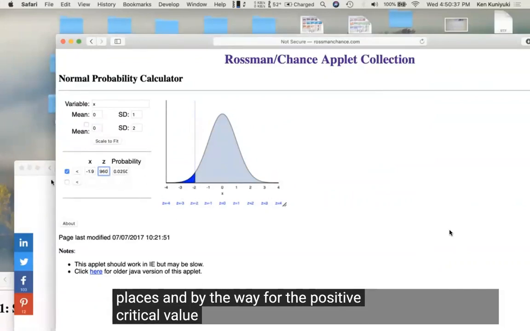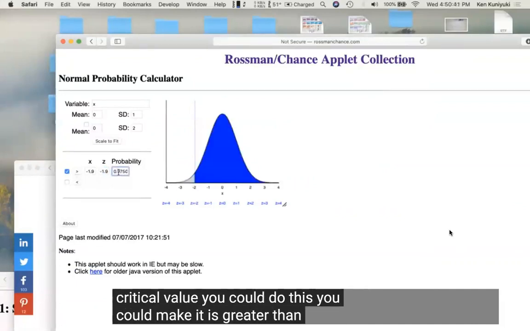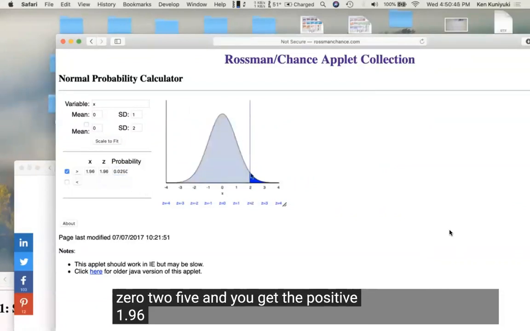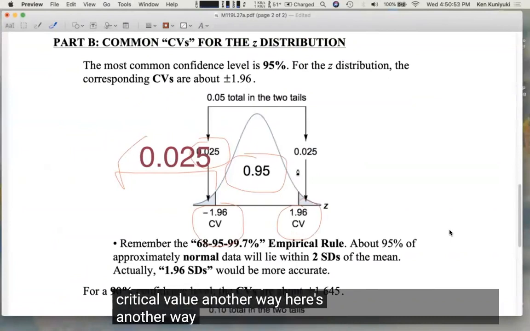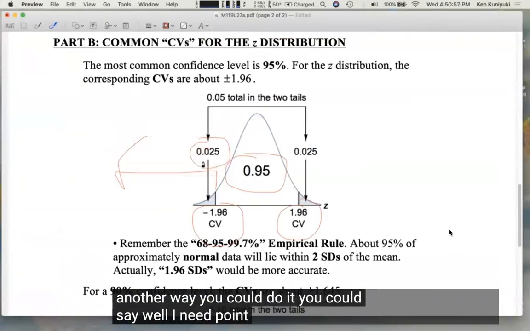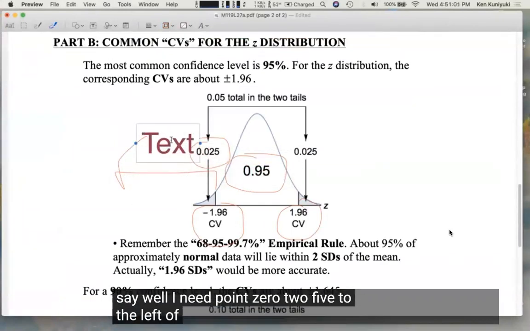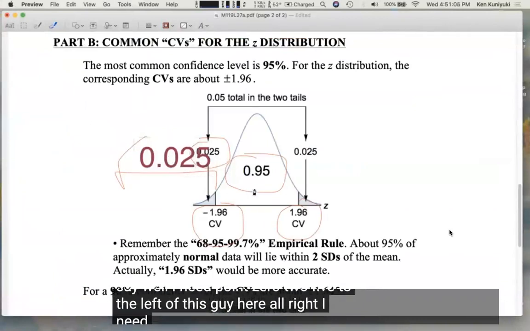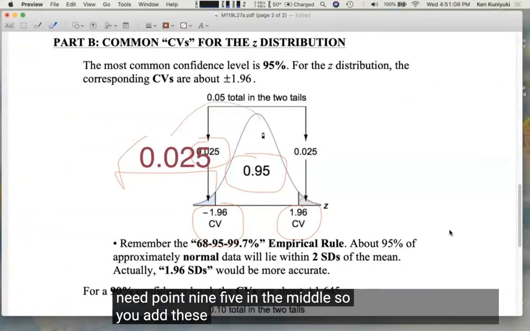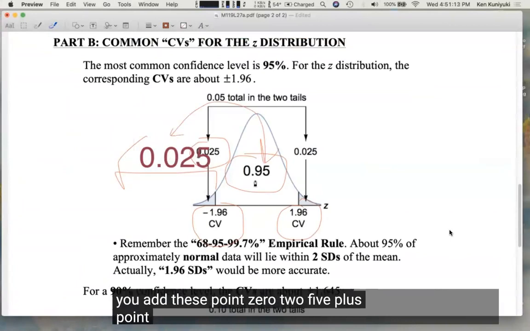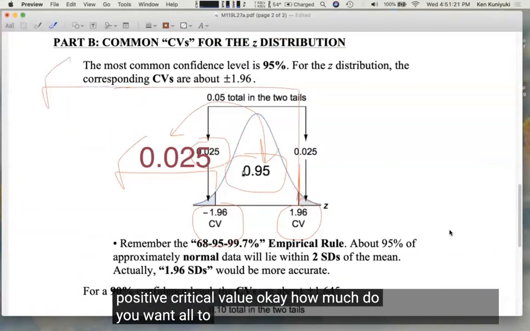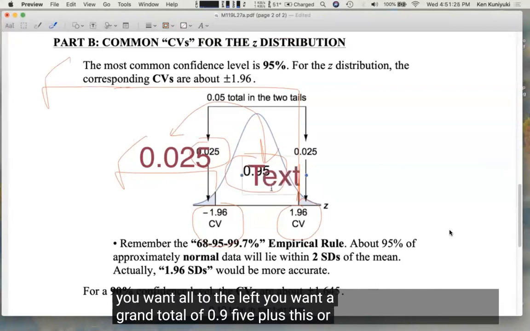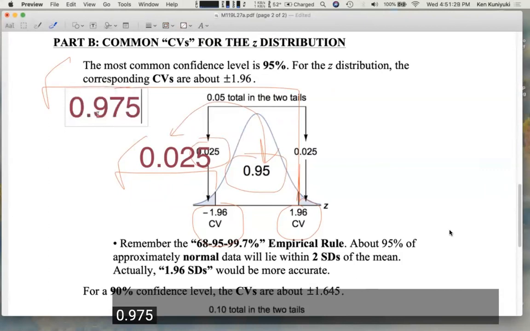And by the way, for the positive critical value, you could do this. You could make it is greater than the 0.025, and you get the positive 1.96 value to get the right tail probability. Or if you want to find the positive critical value another way, you could say, well, I need 0.025 to the left of this guy here. I need 0.95 in the middle. So you add these. 0.025 plus 0.95 means that from this positive critical value, you want a grand total of 0.975 to the left of the positive critical value.